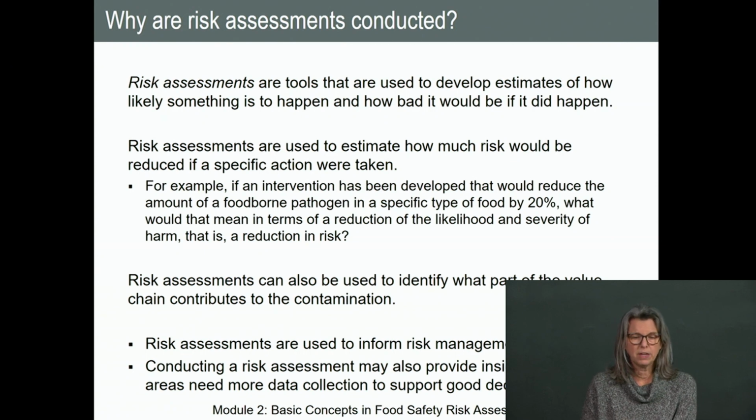So the example we have here is that if you have an intervention that's been developed and say it reduces contamination in a particular food by 20%, you could estimate then the impact of that reduction. You can't just say if we reduce the contamination by 20%, then the illnesses will go down by 20%, because there's a lot of modeling that goes in there to connect those two. So you would need to estimate how much that would actually reduce the illnesses, and how much it would reduce the likelihood, and how much it would reduce the severity.